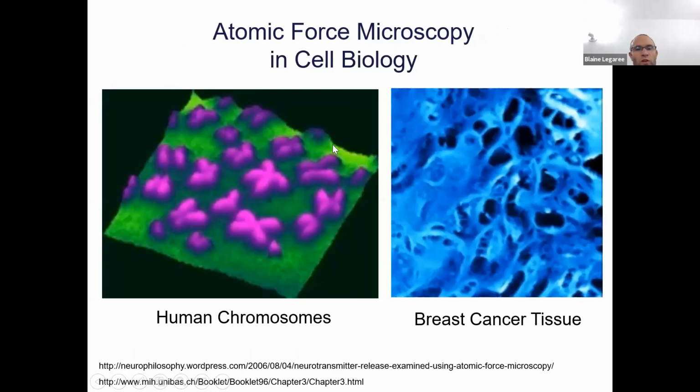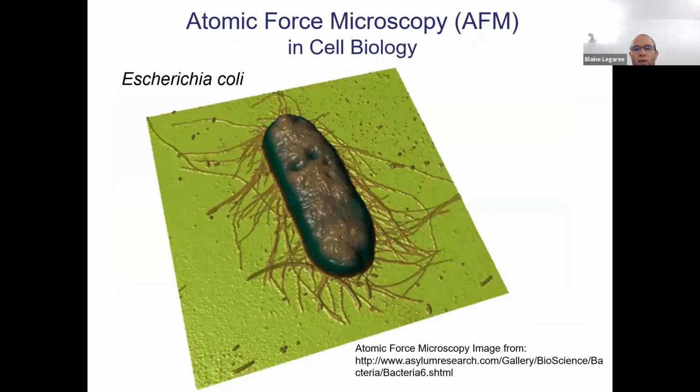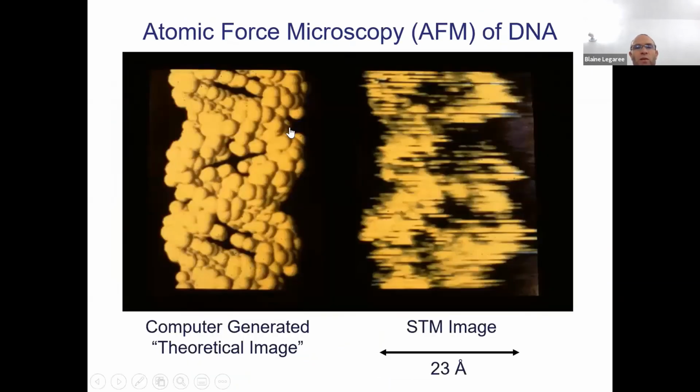There's some more pictures: human chromosomes, breast cancer tissue, and there's E. coli again. And this is one of my favorites. You can see on the left is the computer-generated image of the DNA double helix. And on the right, you can see the atomic force microscope image. So you can see as it goes back and forth, there's a little bit of distortion in the image, but you can actually make out the helix of the DNA, which I thought was a really, really incredible image.